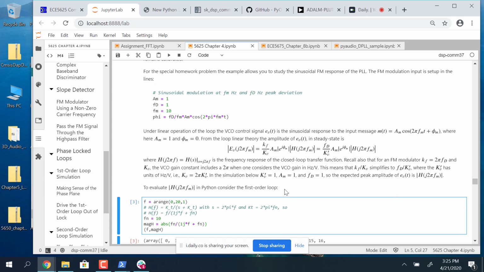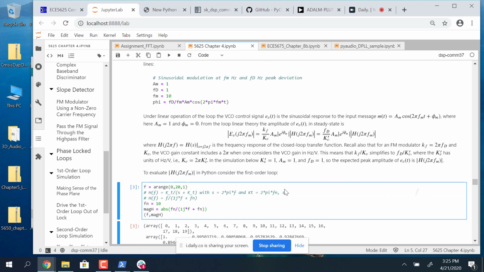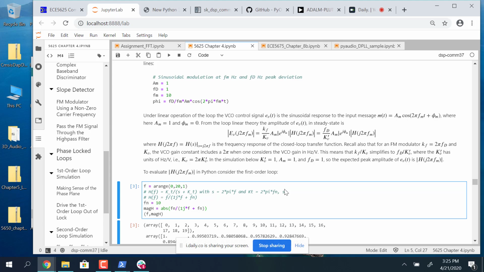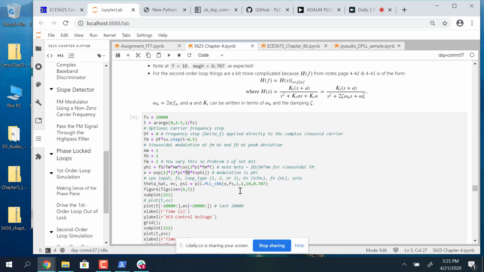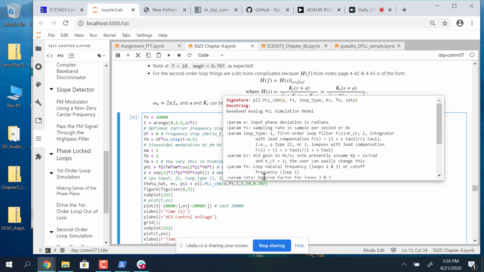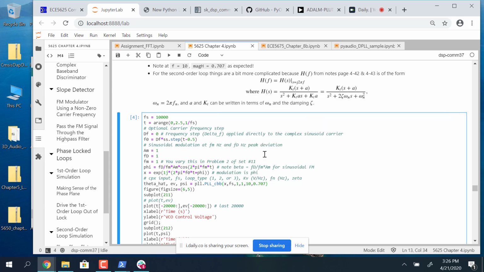So let's just take the first order loop case, and I have that one pretty much started. So I'm going to run the simulation for the first order loop, which means I've got this third argument equal to 1, and if I do Shift Tab, I'll see that that is the loop type, and if it's 1, it's the first order loop.